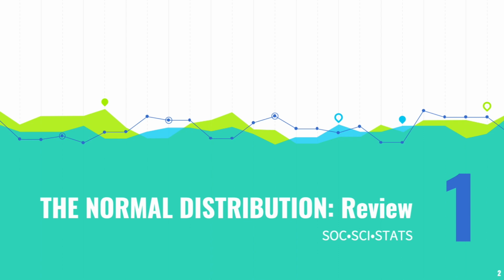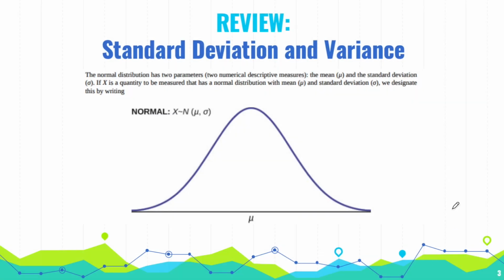So before we talk about the Central Limit Theorem, let's review some important basics about the normal distribution. Here we have a beautiful symmetrical normal distribution. It's this bell-shaped curve, right? And we've talked about two important parameters, numerical descriptive measures. We've talked about the mean mu and the standard deviation, which we write as a lowercase sigma. Now again, mu and lowercase sigma are parameters because they are describing population details.